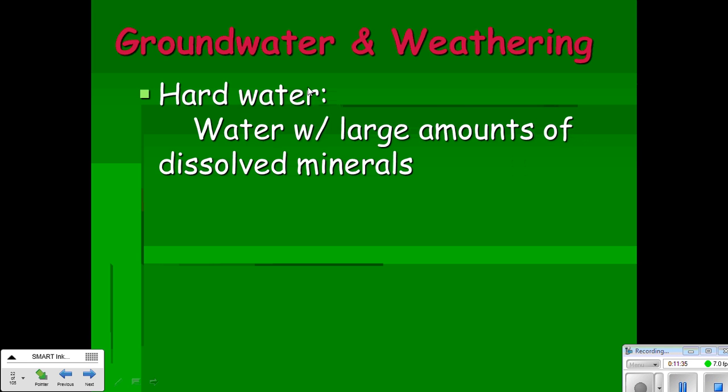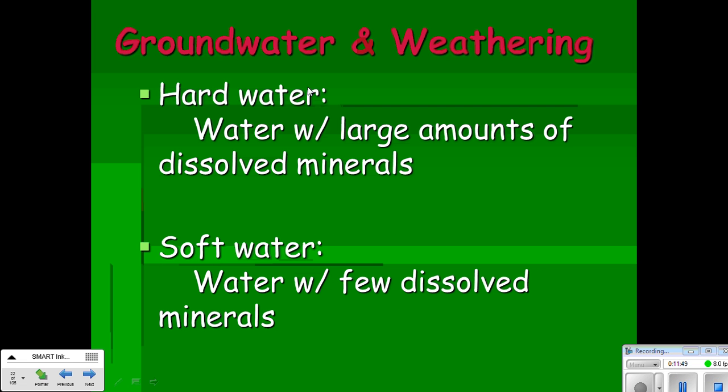Groundwater and weathering. Hard water is water with large amounts of dissolved minerals. A lot of the times it's going to collect around the faucets and that sort of thing, and when you clean, you have to use a special cleaner like CLR or something like that. Whereas soft water is water with few dissolved minerals. When you wash your clothes with that sort of stuff, sometimes it still feels soapy even though it's really washed out.